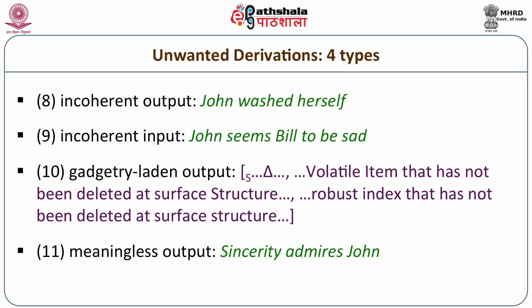What about meaningless output? What about sincerity admires John? How do you deal with the problem of filtering out derivations that lead to meaningless output? In the classical period of generative syntax research, the 1960s, it was believed that it is the task of the transformational grammar to throw those out as well, to make sure that those derivations don't work.